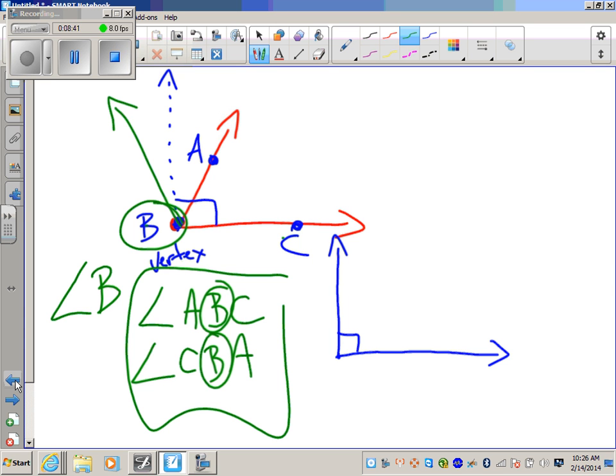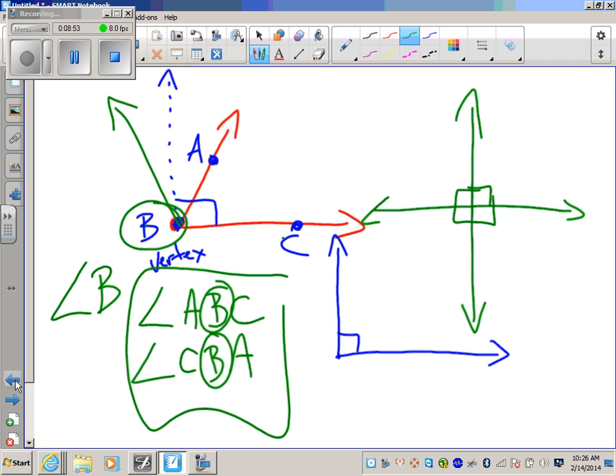So perpendicular lines are straight lines that cross, and through their intersection make right angles. In fact, here, there are actually 4 right angles there. Okay.